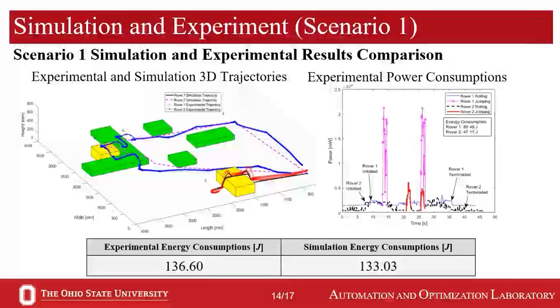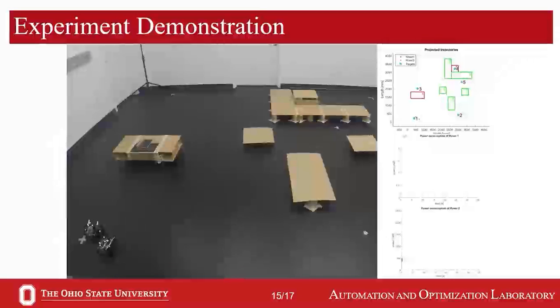After the simulation, we need to verify the actual energy consumption performance of the rovers. The graph on your right is the experimental power consumption for both rovers. It shows that jumping rover 1 consumed more energy than jumping rover 2 overall. The graph on the left shows the comparison between the experimental and simulation 3D trajectories. Overall, the experimental and simulation results match and have only around 2.6% error. Here's the experimental demonstration.